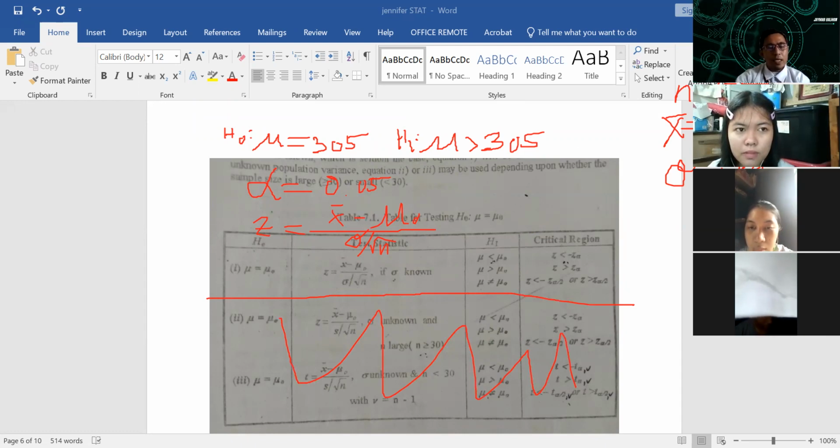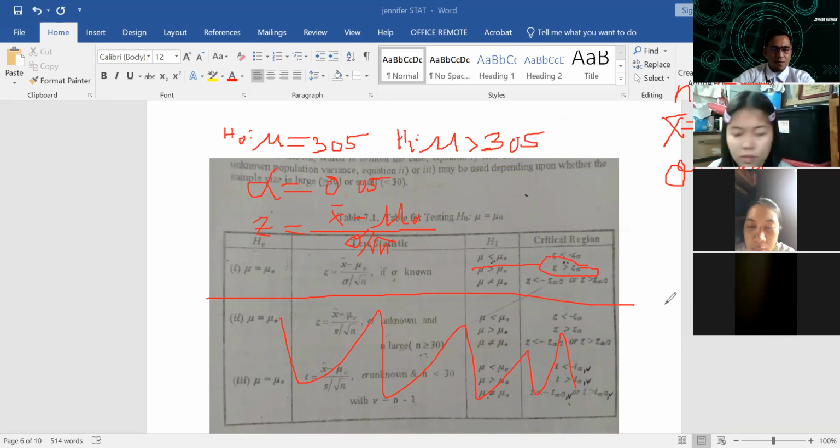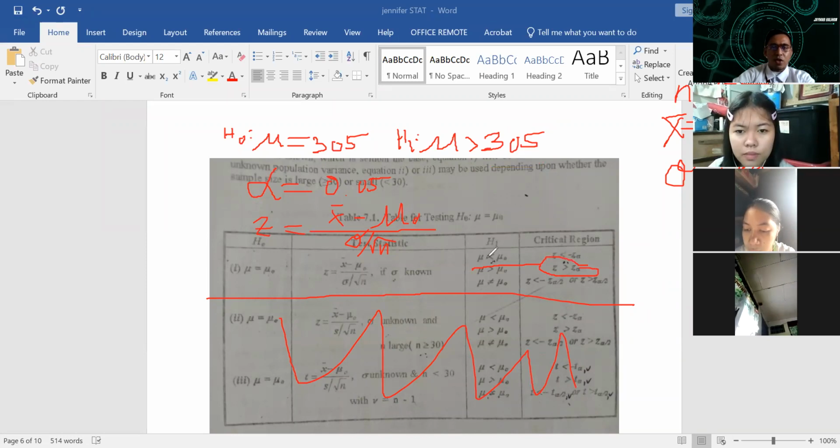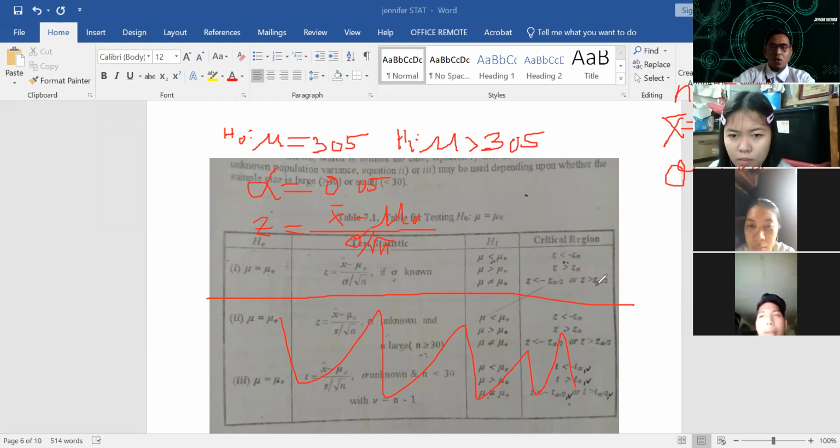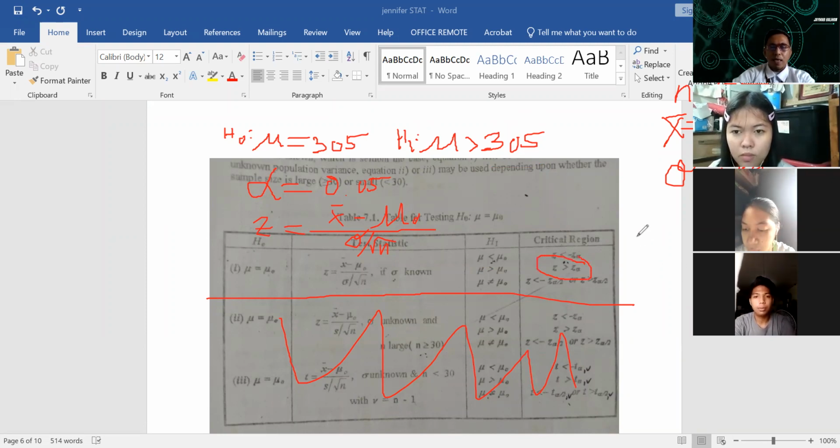Now, for the basis of the critical region, look at your alternative hypothesis. Since the alternative is greater than, that is what we will use. Again, your critical region will be based on your alternative hypothesis. So, it should be Z greater than Z sub alpha.